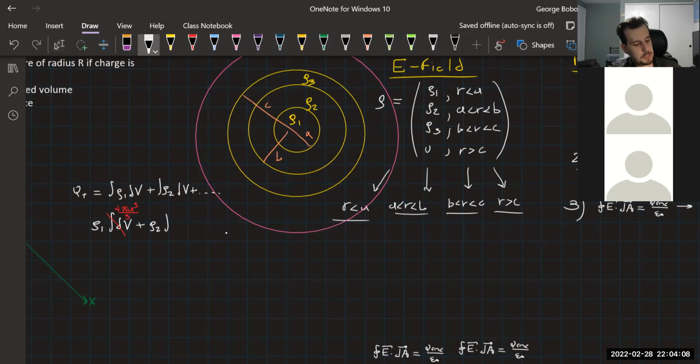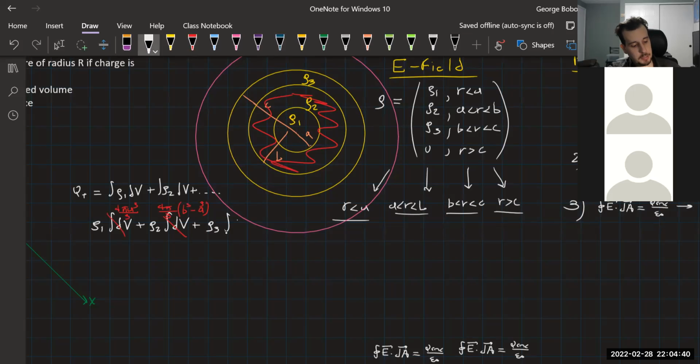Rho 2 times its volume, well, that's this area over here. So to find its volume, 4 pi over 3 times b cubed, minus a cubed. Careful, not just b cubed, because that way you're not double counting the inner region. Yes, that makes sense.